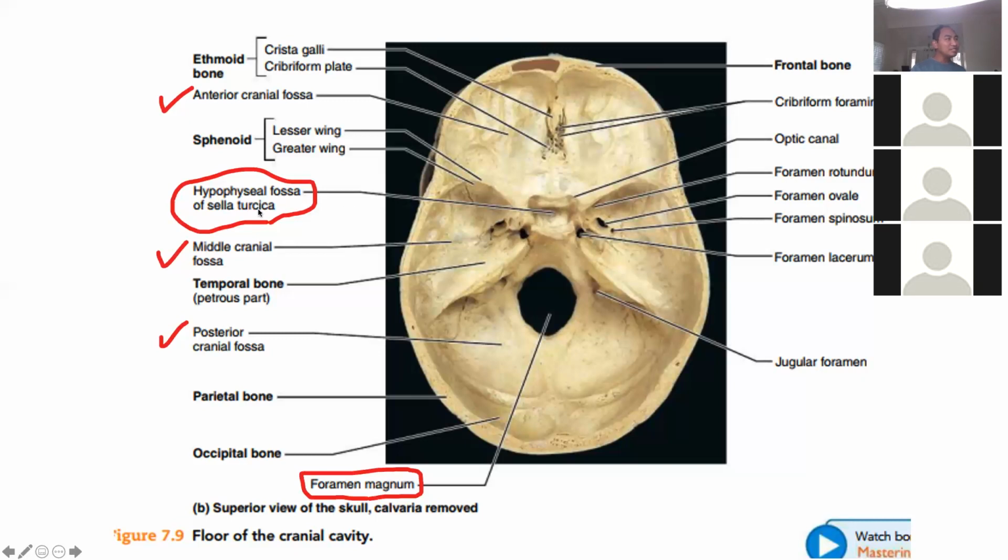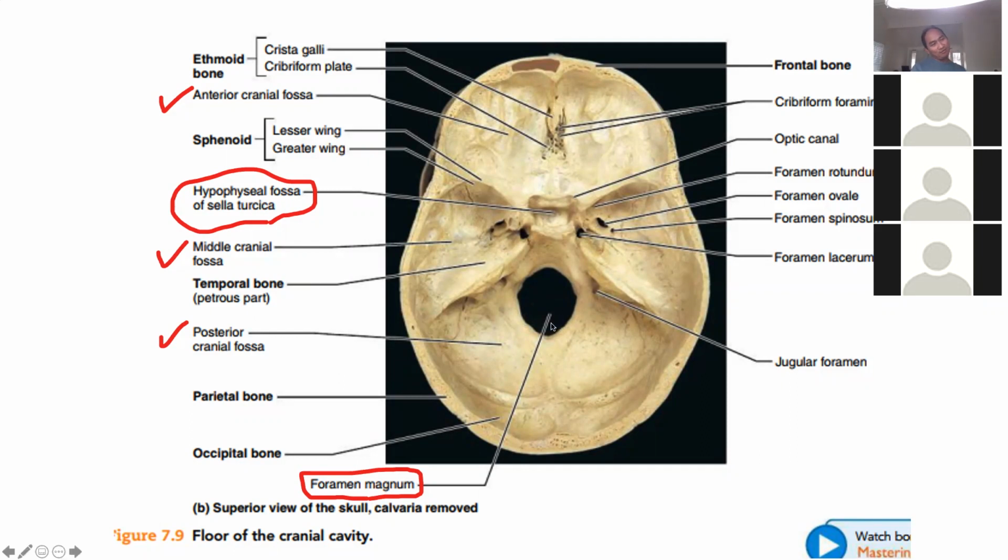And here we can say sella turcica, which is somewhere around here, which is the hypophyseal fossa, or sella turcica. Hypophysis is in other words called pituitary gland. So the pituitary gland fossa is here. Posterior cranium, middle cranial fossa, and anterior cranial fossa. Yeah, so you can see a big hole, and this is the frontal bone. This is the back, occipital bone. On either side, we have upper parietal and lower temporal.